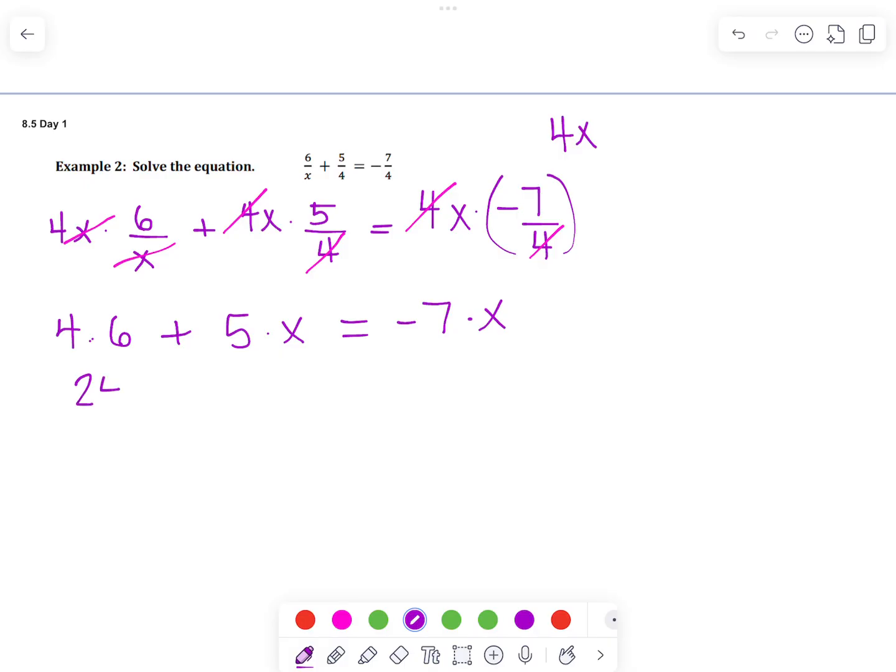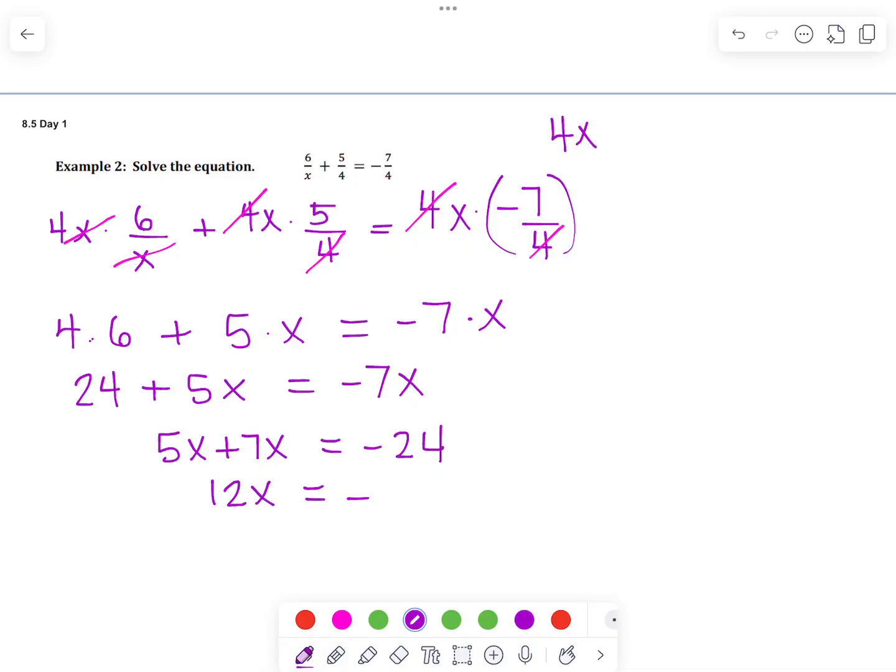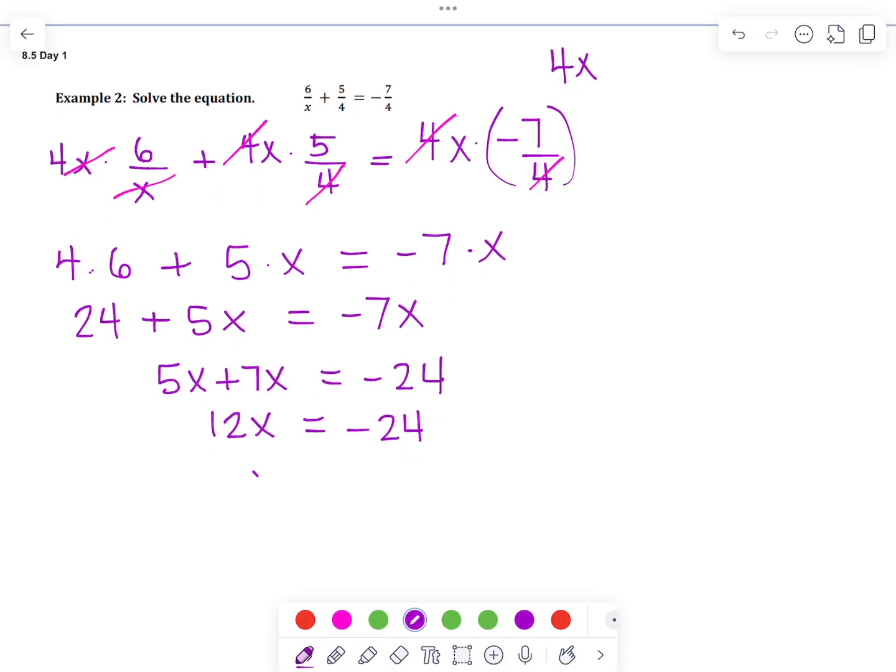So 4 times 6 is 24. 5 times x, 5x, negative 7 times x, negative 7x. What we have here is a linear equation. So we want to combine our like terms. So I'm going to add 7x to both sides. Then I'm going to subtract 24 from both sides. Combine like terms, we get 12x equals negative 24. Divide both sides by positive 12, and we get negative 2.